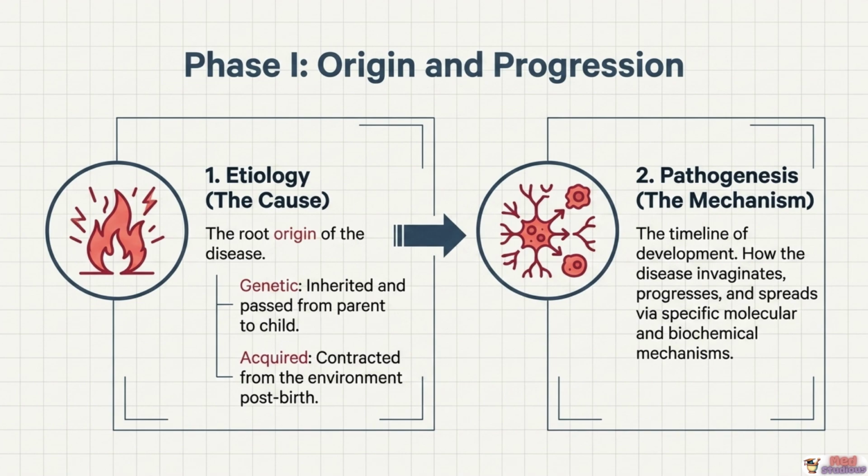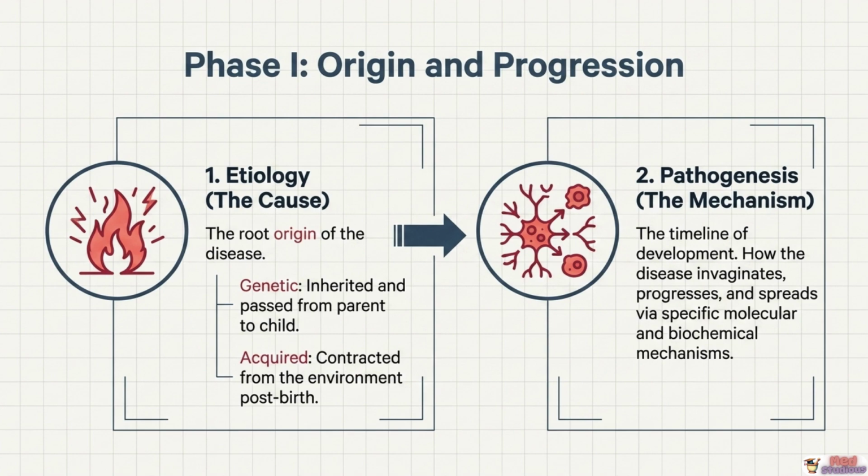The first category is genetic etiology, diseases caused by inherited abnormalities in the DNA that are passed from parent to child through the germline. Examples include sickle cell disease, caused by a single point mutation in the hemoglobin beta chain gene; cystic fibrosis, caused by mutations in the CFTR gene; Huntington's disease, caused by CAG trinucleotide repeat expansion. These diseases are present from conception, encoded in every cell of the body.